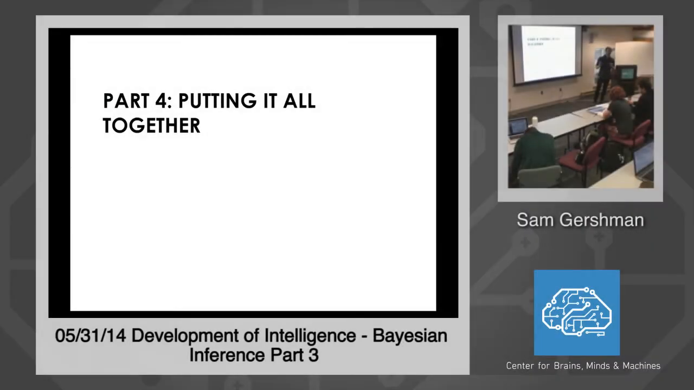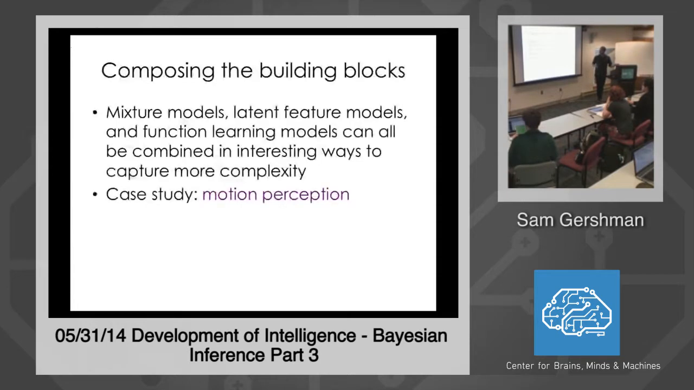In this last section, I'm going to talk about taking those basic building blocks and putting them together to build new kinds of models. You should really think about the building blocks as a kind of modular toolkit. And it's hard to go through many different variations on different compositions of these building blocks. I'm going to just focus on one kind of combination in the context of motion perception.